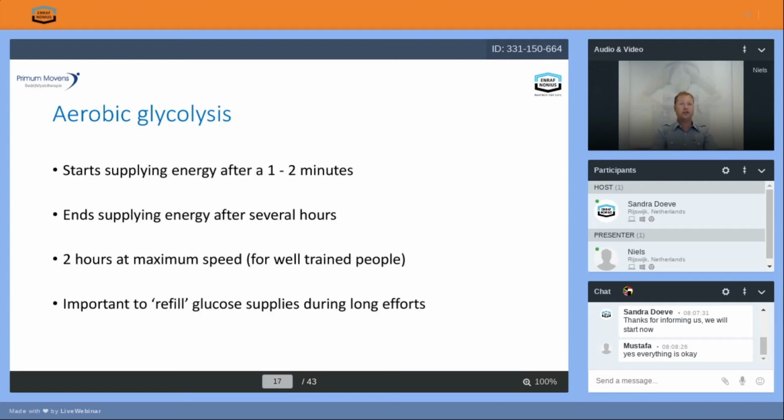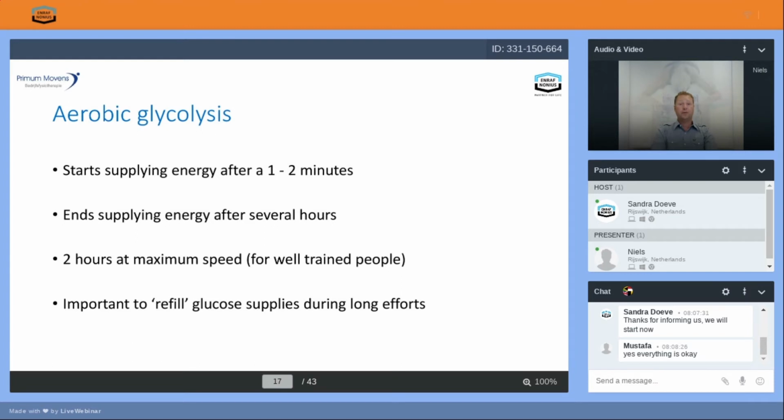The aerobic glycolysis starts supplying energy after 1 to 2 minutes. It ends supplying energy after several hours. Like I said, this is the endurance part that we are talking about. You can use this burning of sugar, the aerobic glycolysis, for 2 hours at maximum speed for well-trained people. When you talk about athletes, they can use this system for up to 2 hours. In untrained people, in patients, it's much shorter. You can't reach the 2 hours. You must think in terms of a half hour up to an hour for inpatient situations.